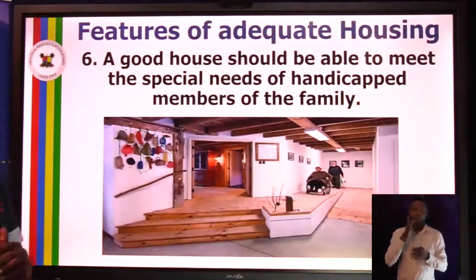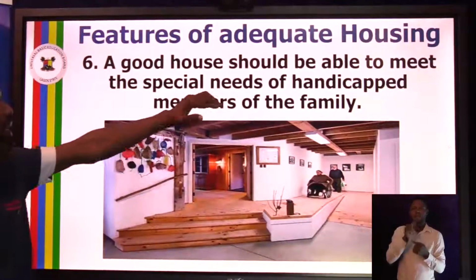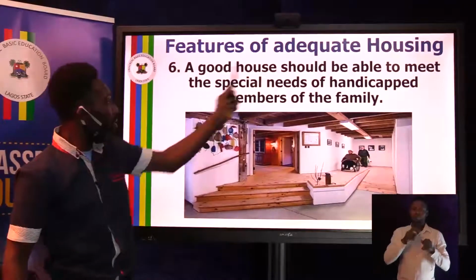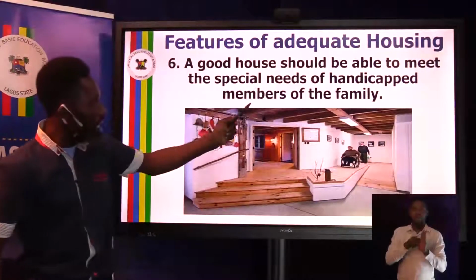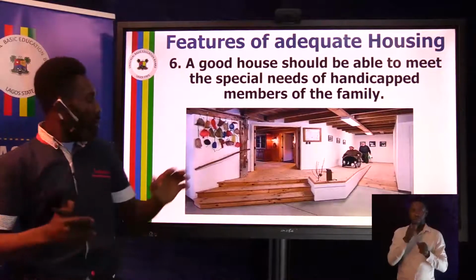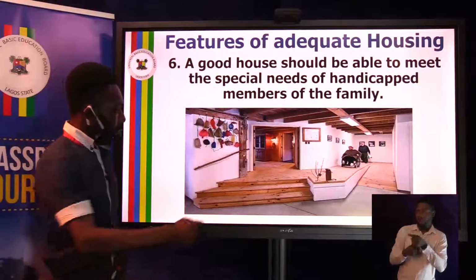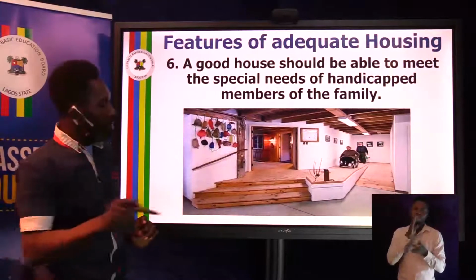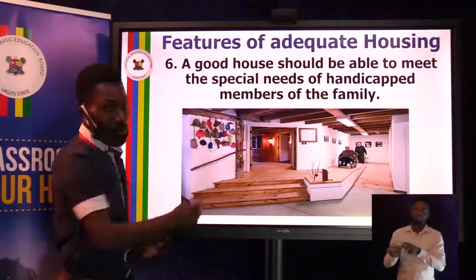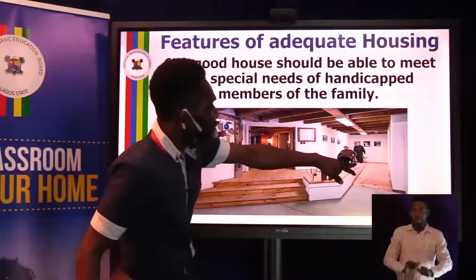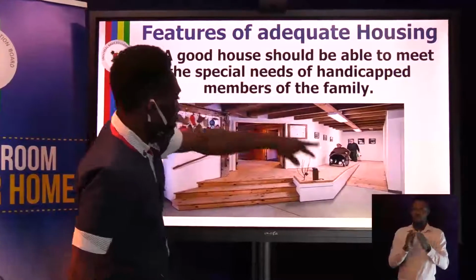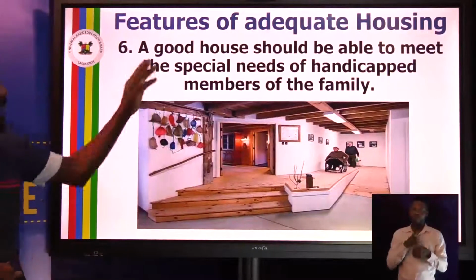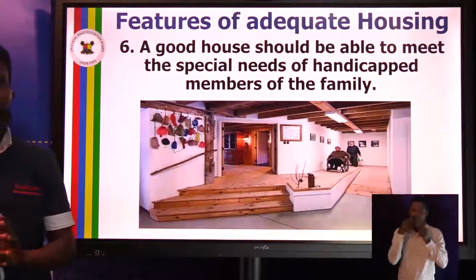A good house should be able to meet the special needs of handicapped members of the family. You can see from this diagram here, it's easy for somebody to climb the stairs, but it will be very difficult for a handicapped person to do so. That is why a ramp is provided in this house. Such a house considers the handicapped. So it's advisable to have adequate housing. You should also consider the handicapped.